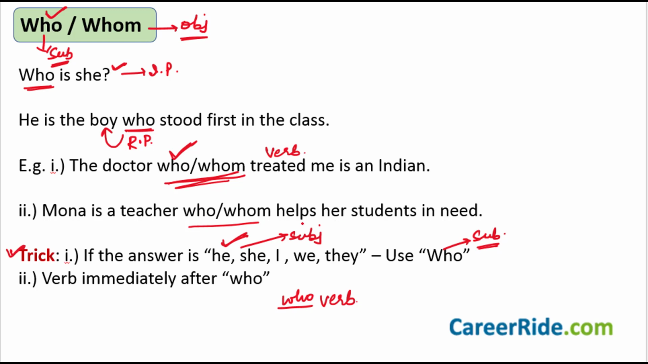Second trick. Helps is a verb just after the blank. Helps is a verb. So what should fill this blank? Who should fill this blank, right? It is who that should come in this blank. Mona is a teacher who helps her students in need. Pretty simple, pretty easy. There's nothing difficult at all here.